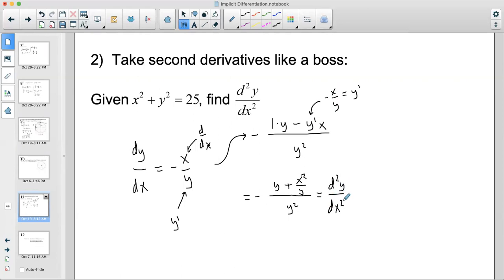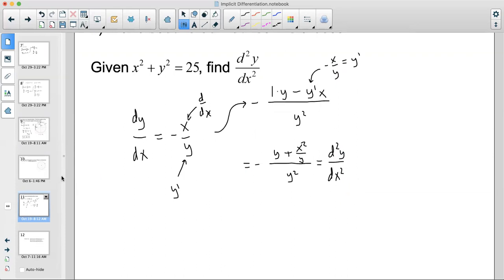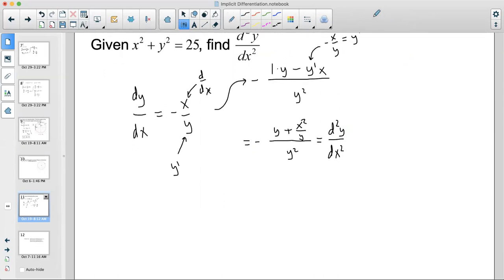And that's what we use implicit differentiation for. We're going to see moving forward a bunch of different ways that the AP test, and I, will be assessing you on this. So keep an eye out for all that.